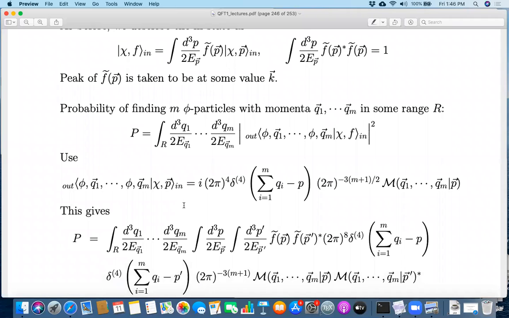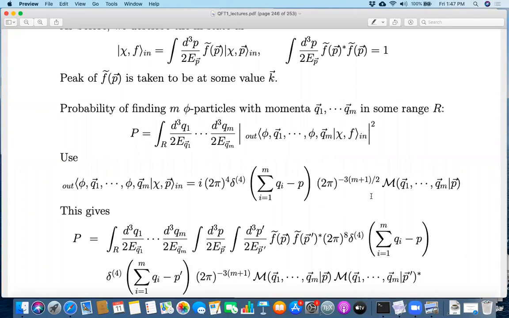Now we are going to parameterize the S matrix element in exactly the same way that we did yesterday, except that in this case there is no forward scattering term, because the initial state has a chi and the final state has phi's. So the S matrix and the T matrix are the same up to this factor of i. Then in the expression for the T matrix, we extract out this (2π)^4 delta^4 of the sum over q_i minus p factor, because this is the energy momentum conserving delta function.